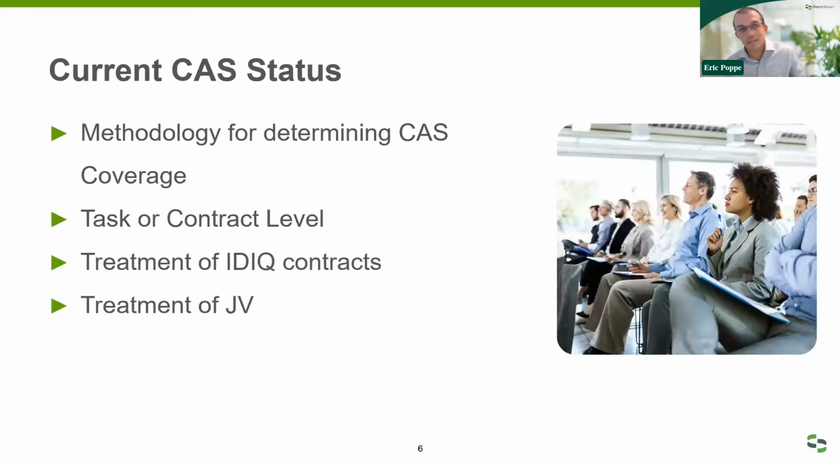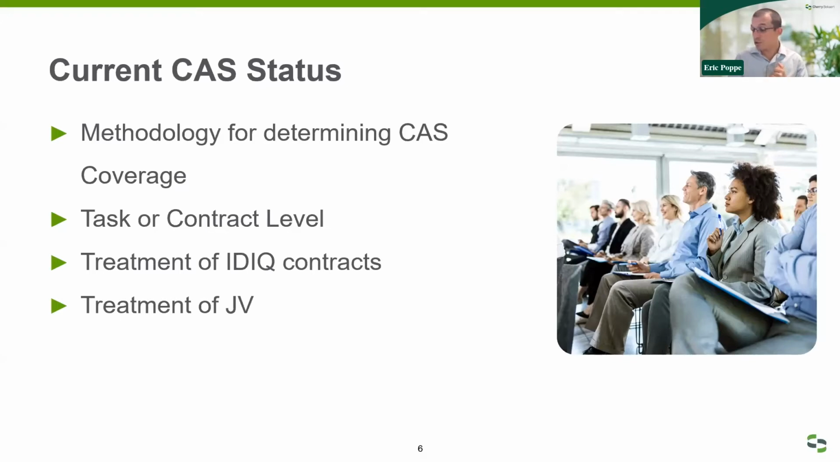So when it comes to identifying your current status as a contractor and if CAS is applicable, contractors really need to have a methodology for determining if their contracts are covered by CAS. And again, you have the exemptions that we're going to talk about a little bit more in depth in a few moments. And there are also FAR clauses incorporated in the contract that identify if you have disclosure requirements. So as mentioned previously, this CAS status is at a contract level or task order level.